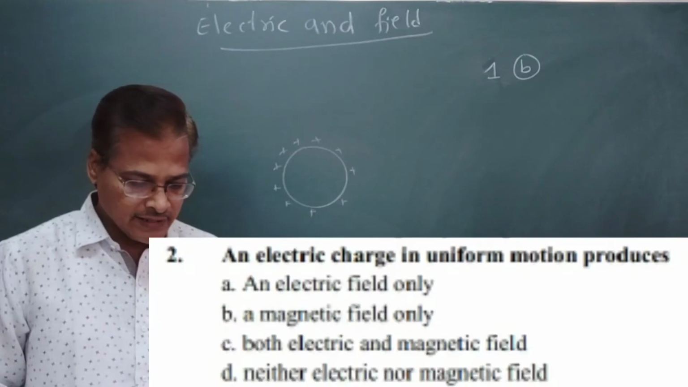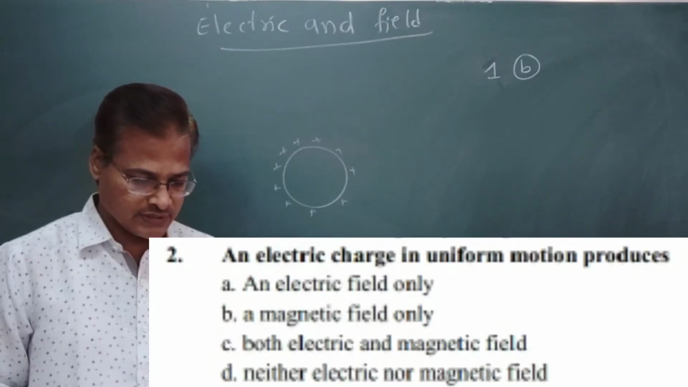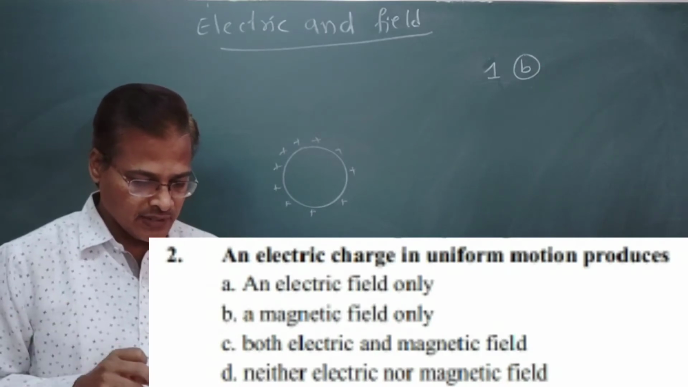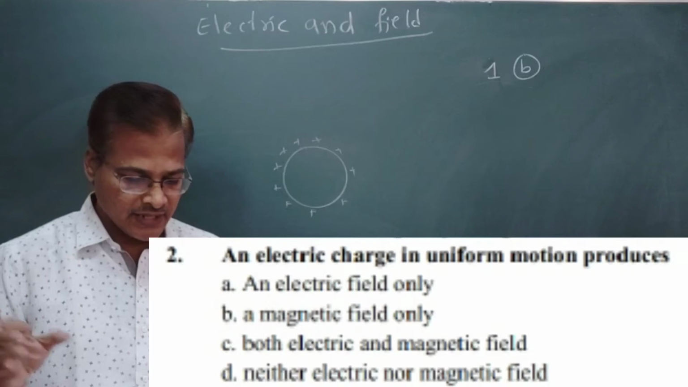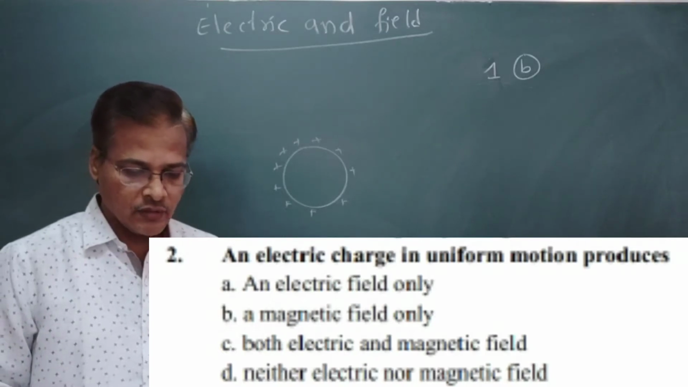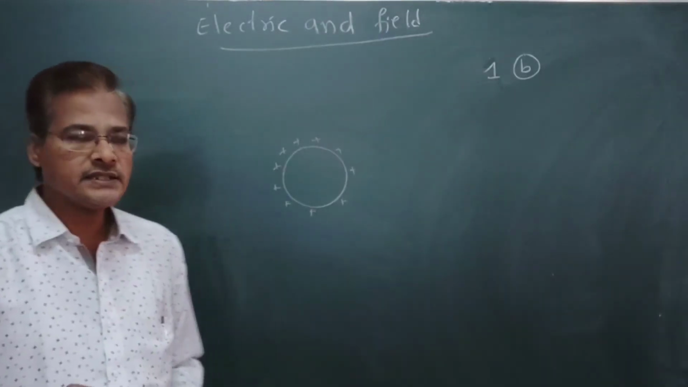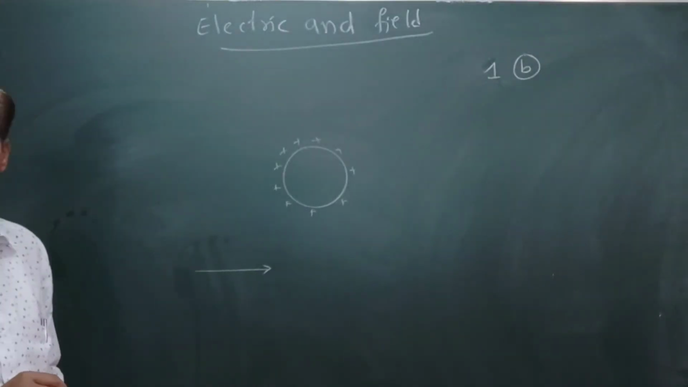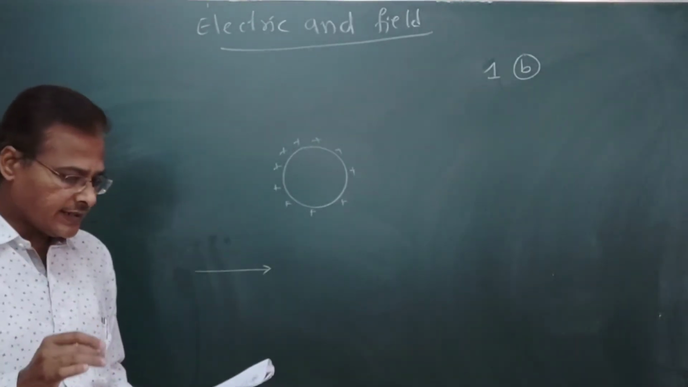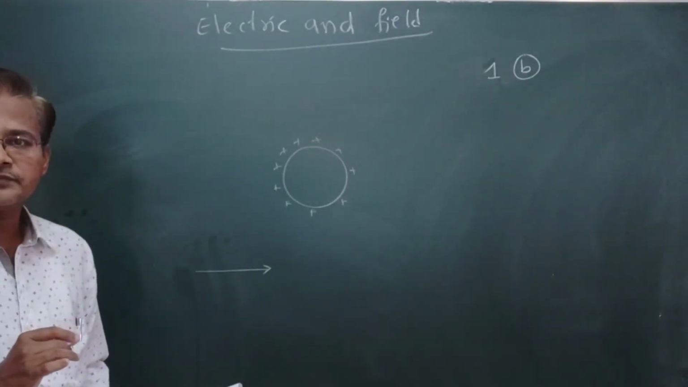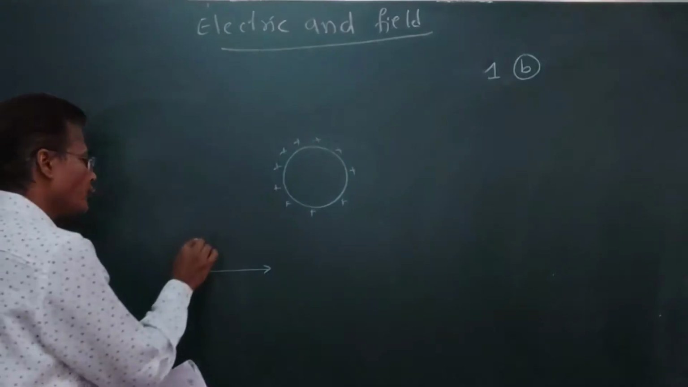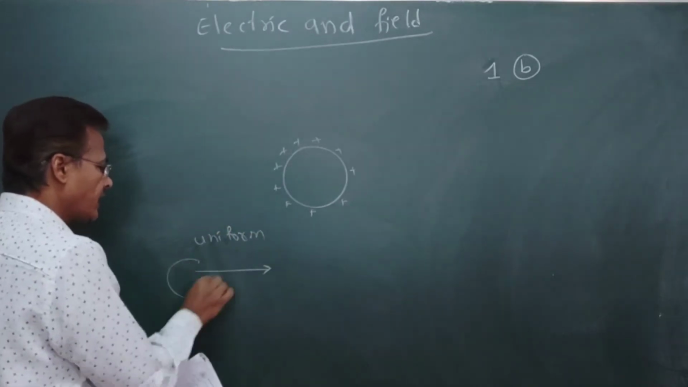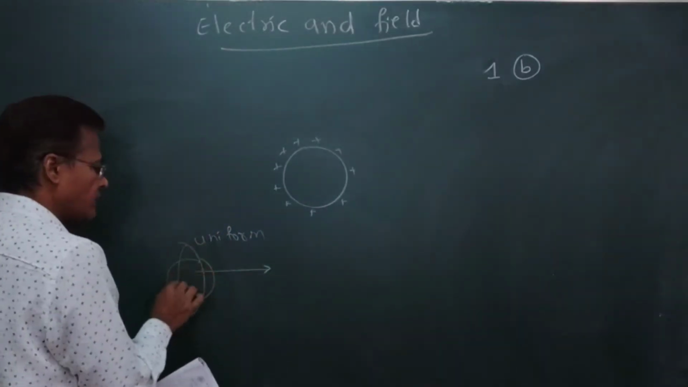The second one: an electric charge in uniform motion produces A, an electric field only. B, a magnetic field only. C, both electric and magnetic field. D, neither electric nor magnetic field. When a charge is in motion, we are going to get both electric and magnetic field. Even when it is uniform, we can see both an electric field and a magnetic field.